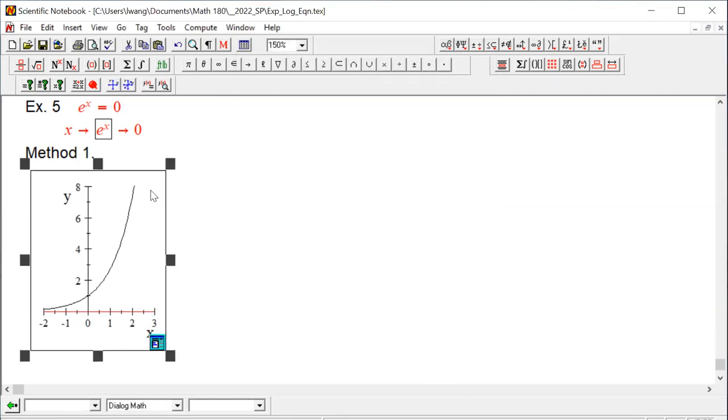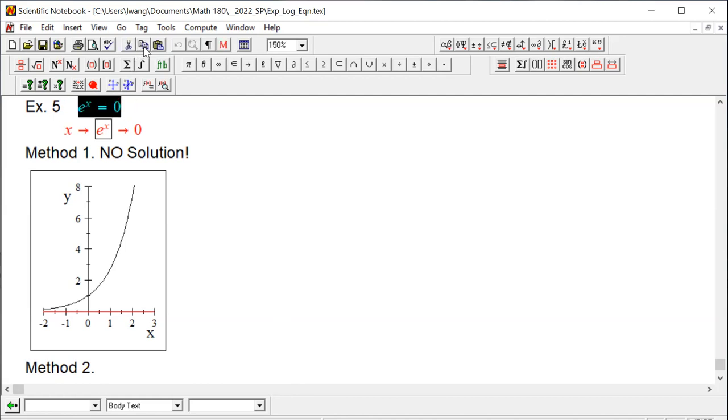No touch. If there's no touch, what does that tell us? No solution. No touch, no solution. Do we have to use other methods? Really, there's no need to use any other methods, but I do want to mention another method. I'll call it method 2.